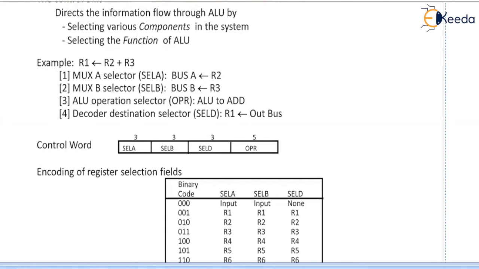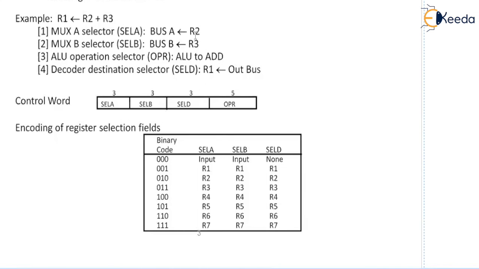You can clearly see, Mux A, multiplexer A, selects source register 1. Select A meaning source register 1, that is R2 gets transferred to bus A. Multiplexer B selects source register 2, that is R3 will get transferred to bus B. From bus A and from bus B, the contents will get transferred to the ALU. The ALU operation selector will select the operation, and that is addition, which will be performed in the ALU.